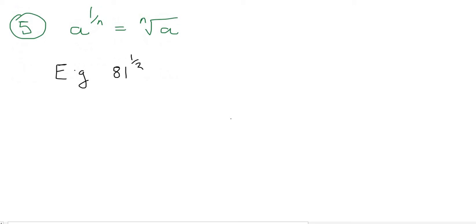Okay, rule number 5. So this is all about fractional powers. So I'll write that down, or fractional exponents, or fractional indices. So it says a number a raised to the power 1 over n is equal to the nth root of a. So I hope that makes sense.